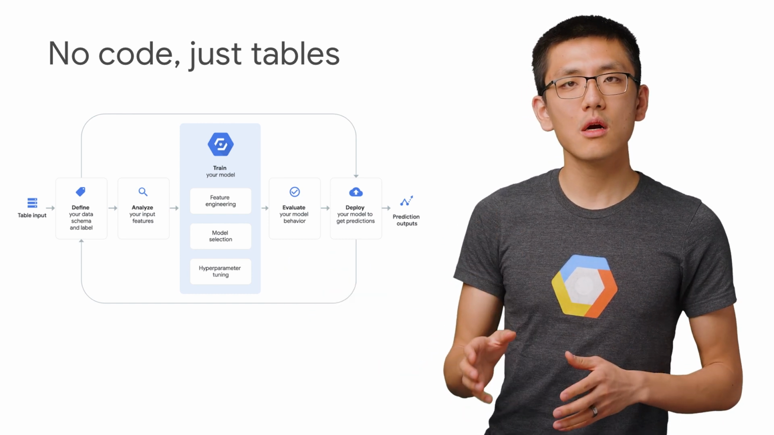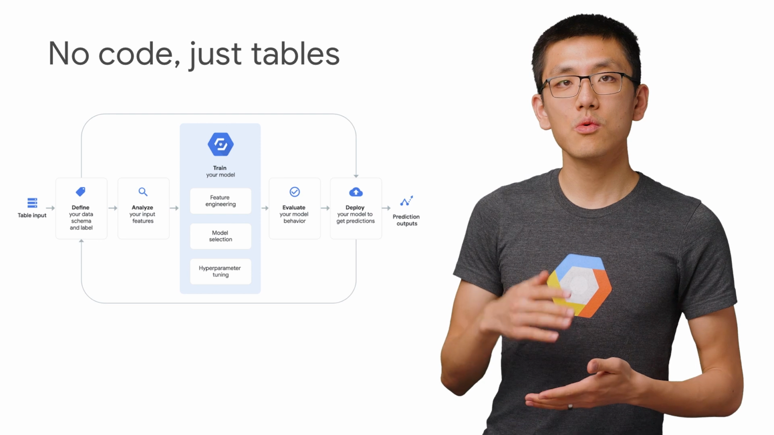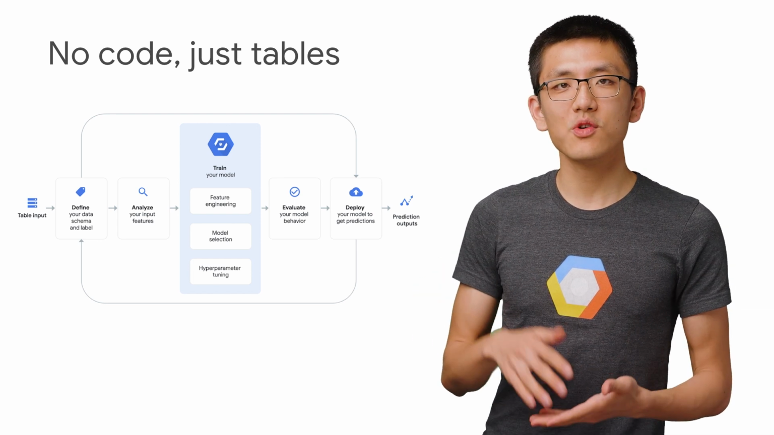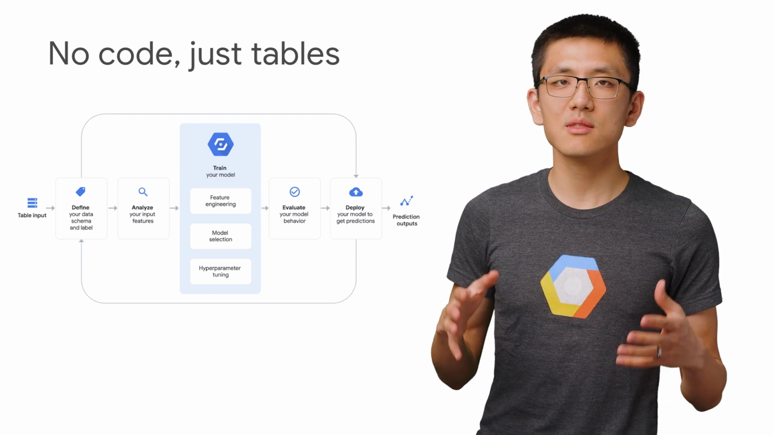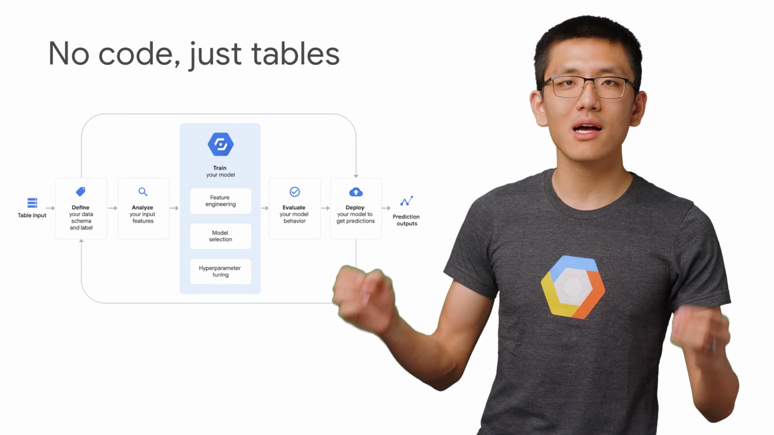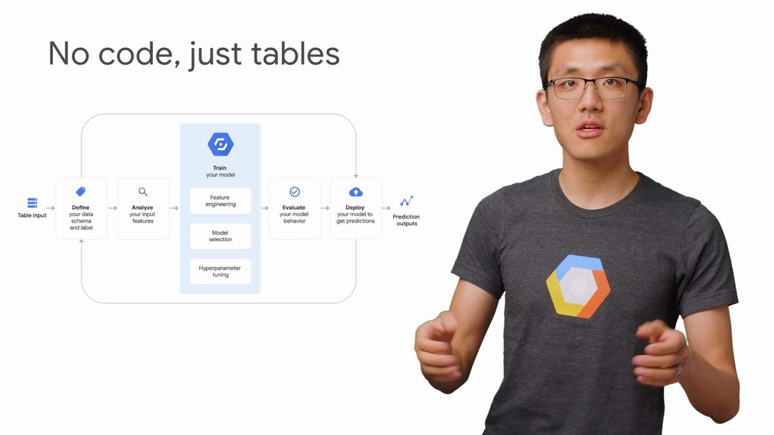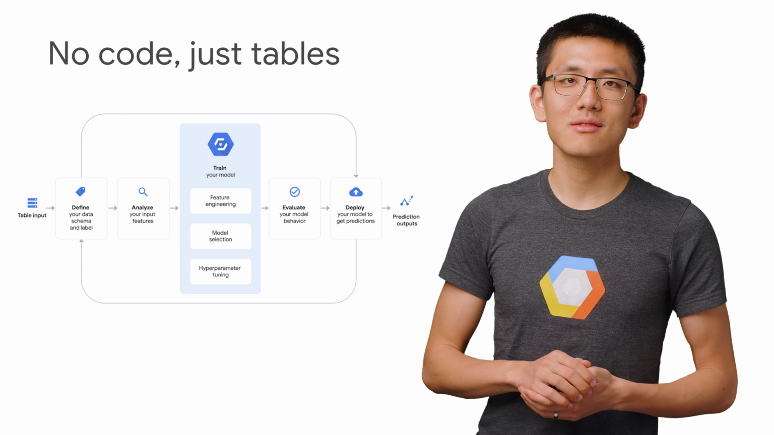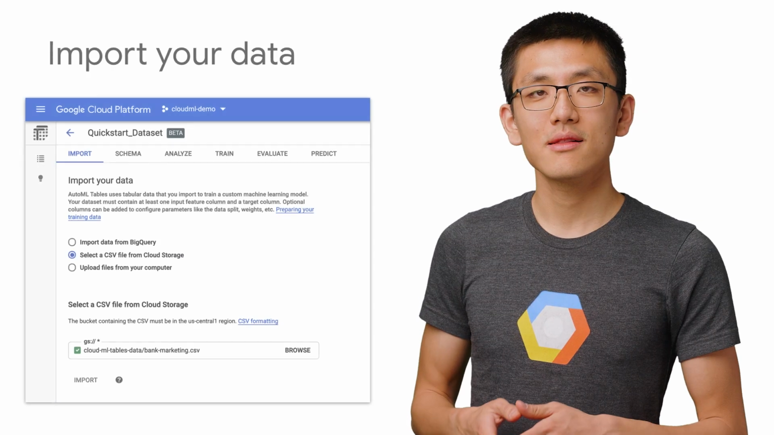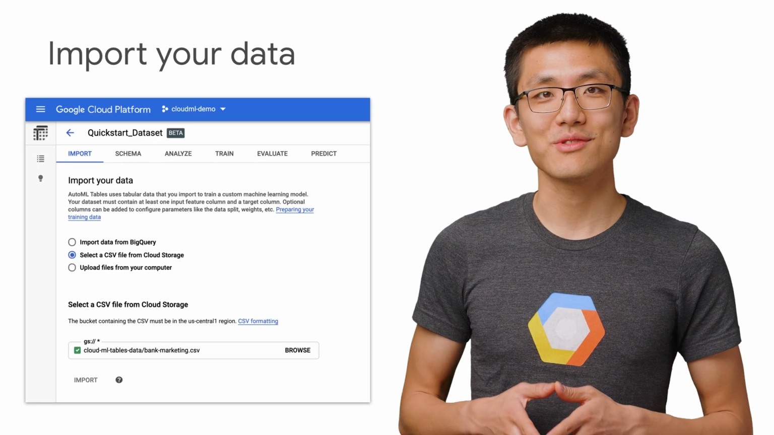The team has worked hard to enable the tool to work for a wide variety of different data types, and it really explores that vast space of possible models and hyperparameters to try to optimize things on your behalf. Let's see what using AutoML Tables looks like.